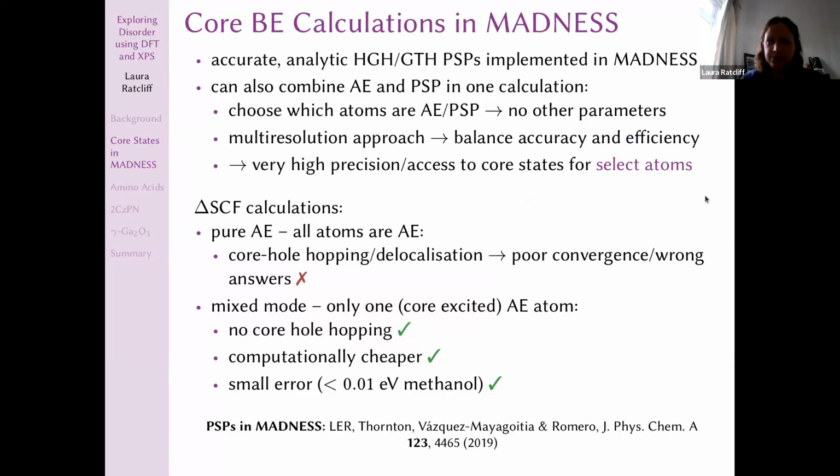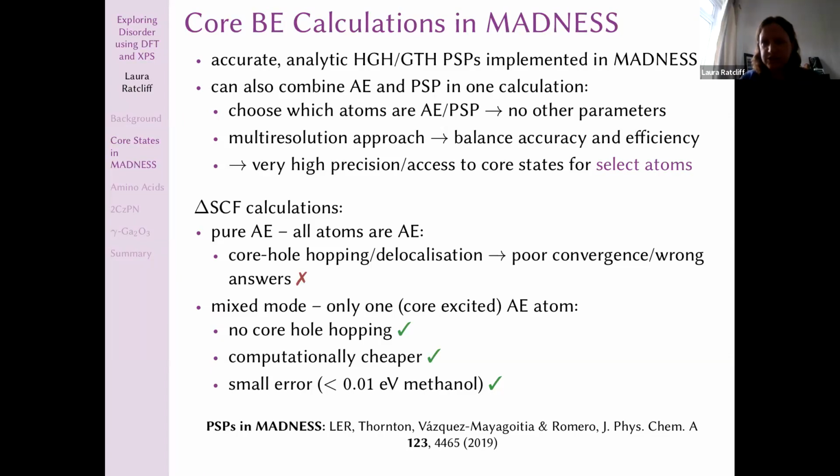The next step that we're going to do is also make use of the fact that we have pseudopotentials implemented in MADNESS. There's a particular type known as HGH-GTH pseudopotentials, which are the same as what we have in BigDFT. So we've tested them quite well and know that they're generally quite accurate. But in MADNESS, we can also combine the all-electron and pseudopotential in a single calculation. The only parameter you need to choose is which atoms in your system you want to treat at the all-electron level and which ones you want to treat at the pseudopotential level.